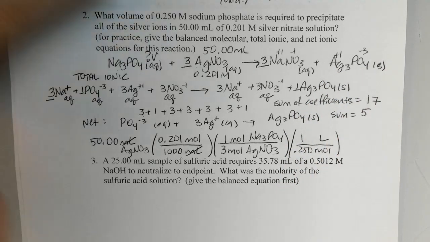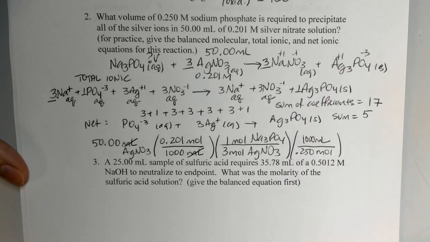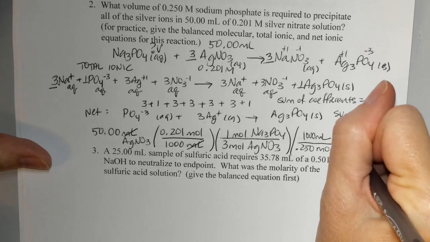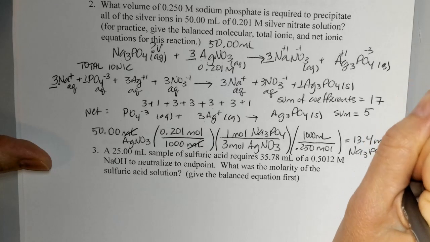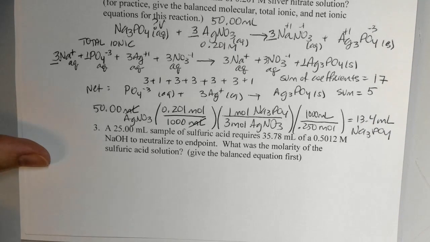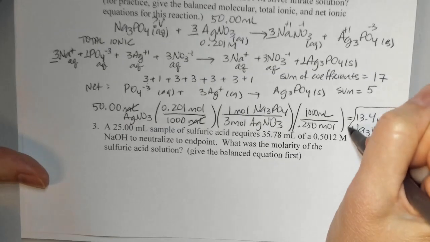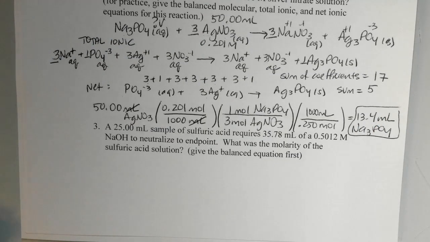If you want to do a liter, that's fine, or you can do 1,000 milliliters. That's up to you. If I don't specify, you pick which one you like. All right, so on my calculator, I'm going to take the 50.00 times 0.201, divide that by 3, and then divide that by 0.250, and then that way the factors of 1,000 cancel out. So I get 13.4 milliliters of that sodium phosphate solution. That would be the volume I would need of that solution to drive the reaction all the way forward and make sure that we've consumed all of that silver nitrate.